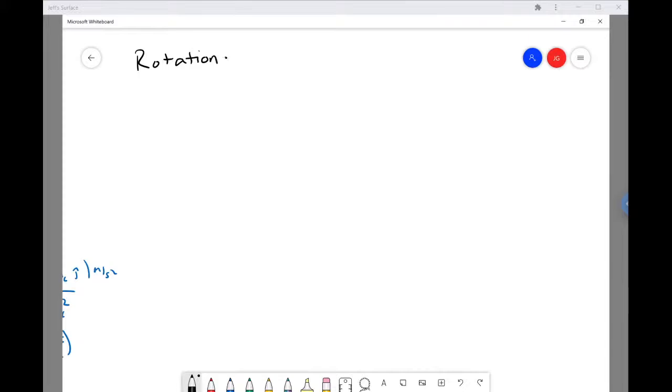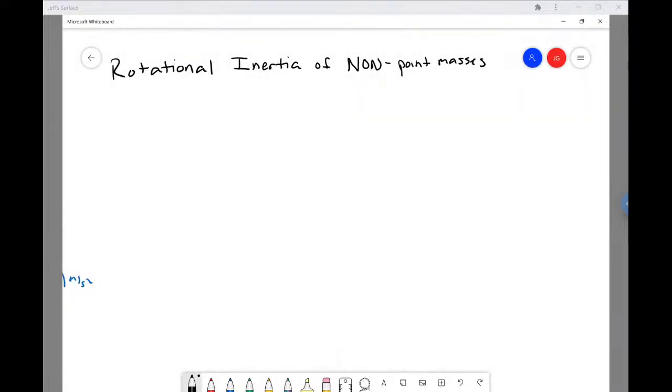Let's call this work rotational inertia. I don't know why I prefer the word rotational inertia to moment of inertia. I think it's more descriptive and less confusing. Moment is sort of jargon. So, rotational inertia of non-point masses. Or we can call these extended objects.